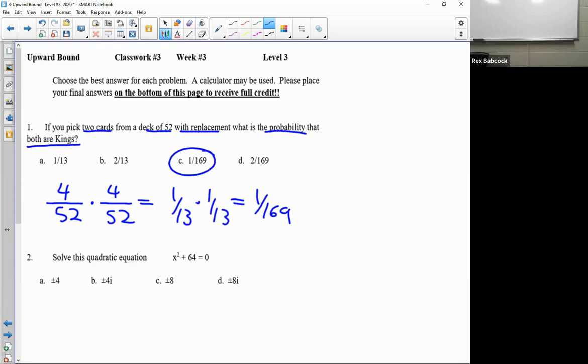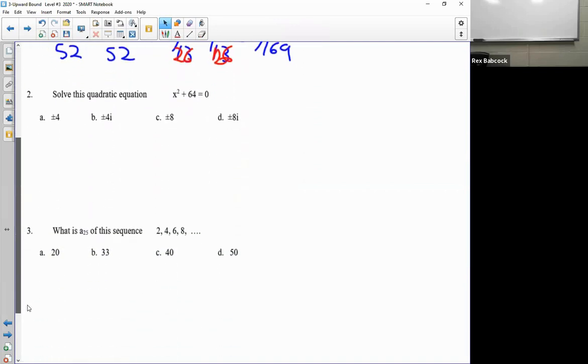Make sense on that? If they would have said both were red kings, that would have been 2 out of 52, or 1/26. 1/26. Not nearly as probable. Next one.